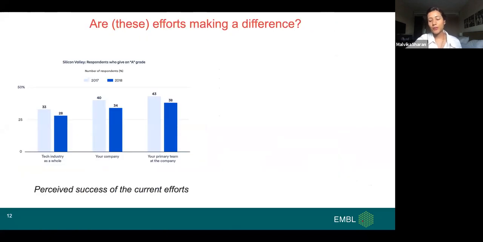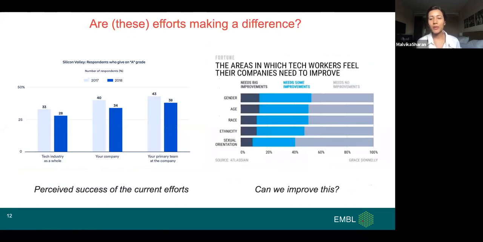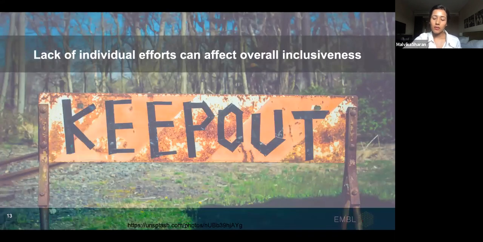But when you talk to those individuals, they don't really think that their effort is making any progress. And furthermore, they also think that it is not even required. What you're looking at on the right side is different diversity measures and the number of people who think that these are not really required for improvement. So what we witness is that there is a lack of individual effort, which is affecting overall inclusiveness.